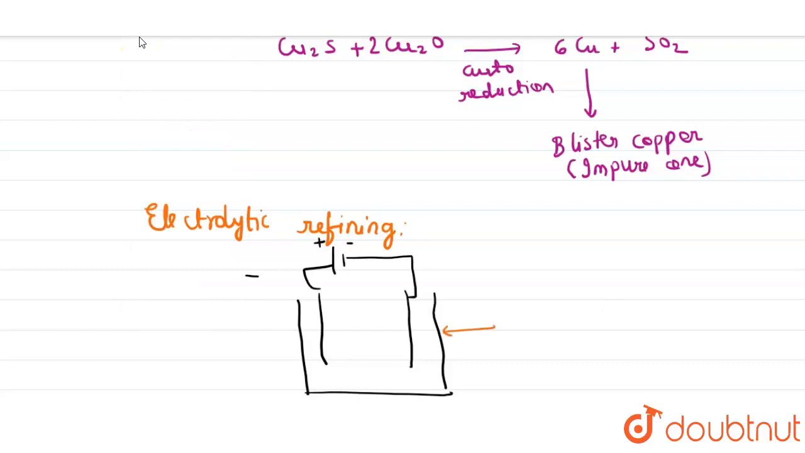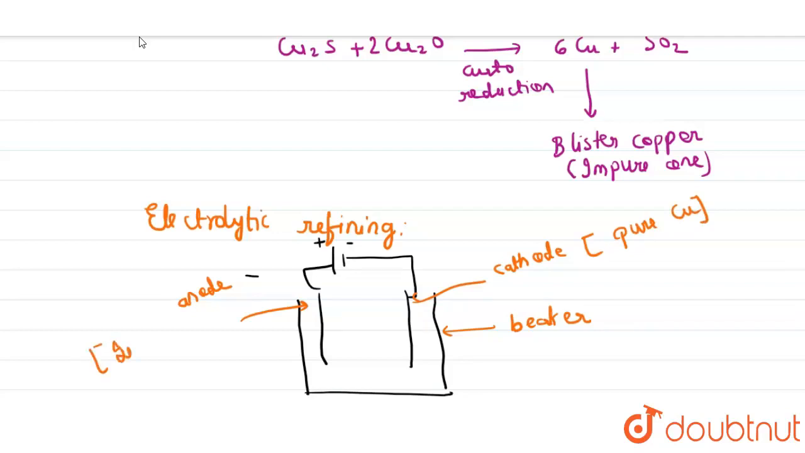It is a beaker. This one is the cathode. This one is the anode. Here, the cathode is made up of pure copper, whereas the anode is impure copper.